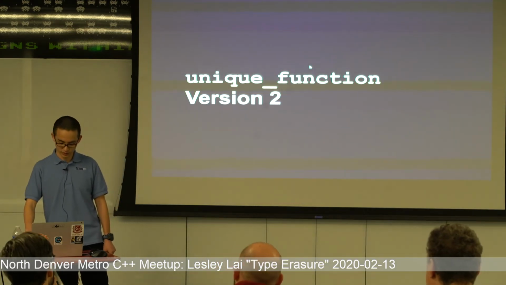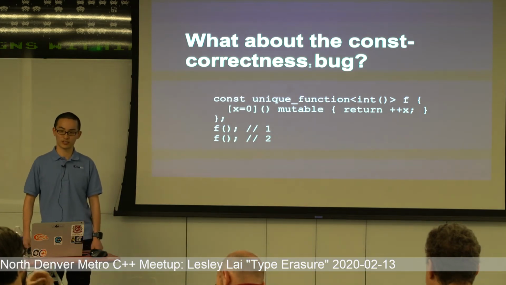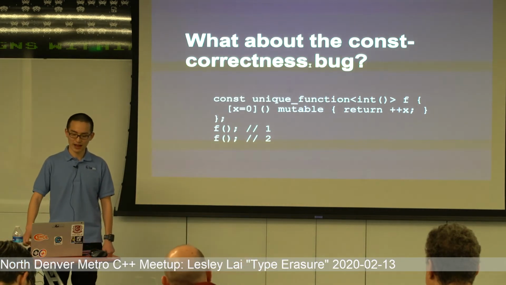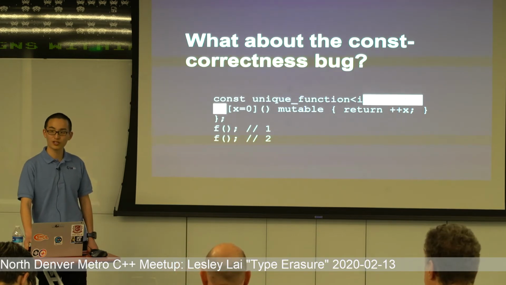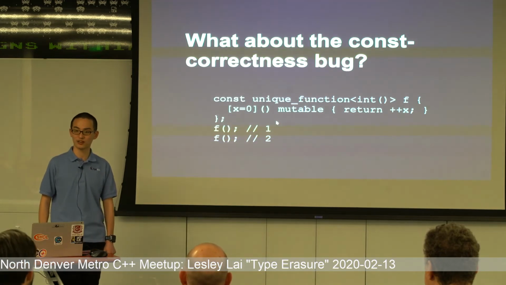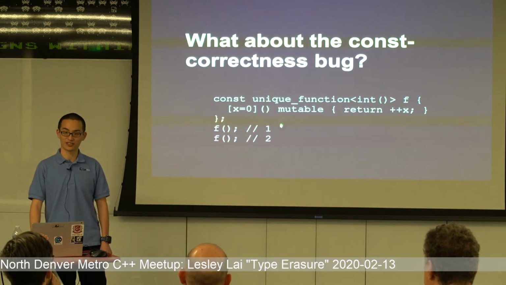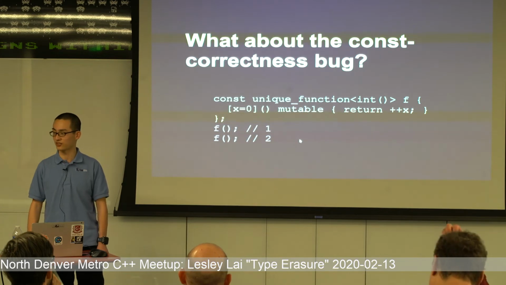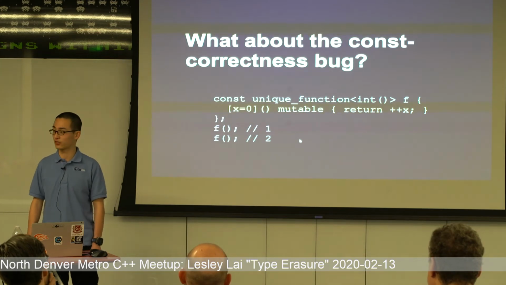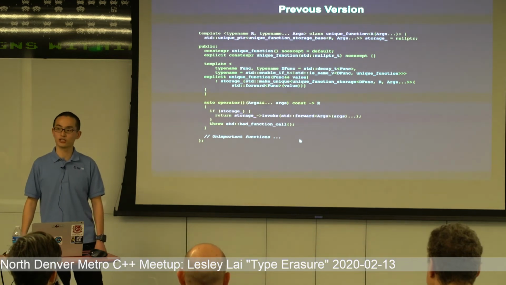And unique function version 2. I guess I forgot to say that before. std function has this constness bug. When I give std function a mutable function object and say, hey, this is a const, we can still call that std function. As a result, the underlying function object can be mutated. That's not the const correctness we want, even though std function is implemented in this way, and our unique function so far is implemented in this way. So our previous version is like that.